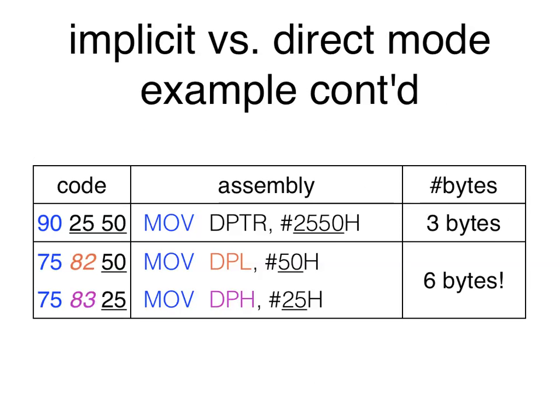So here is really just to show you, if you do MOV DPTR, 2550, that looks like 3 bytes: 90, 25, 50. If you do the separate moves, each instruction actually takes 3 bytes, just because DPL has to be named explicitly, DPH named explicitly, and then you have 2 moves, right? And so you incur twice as many bytes to encode.